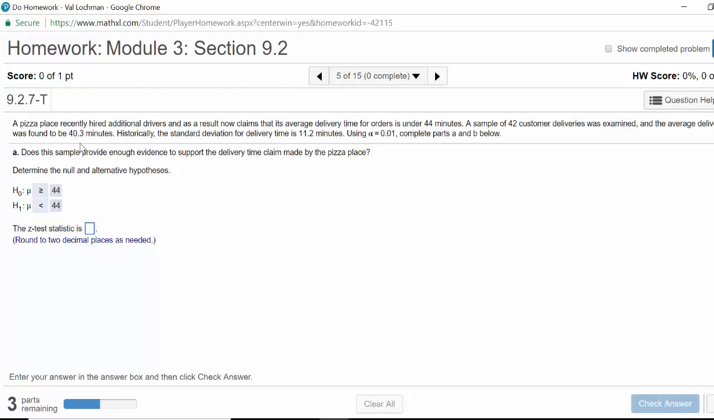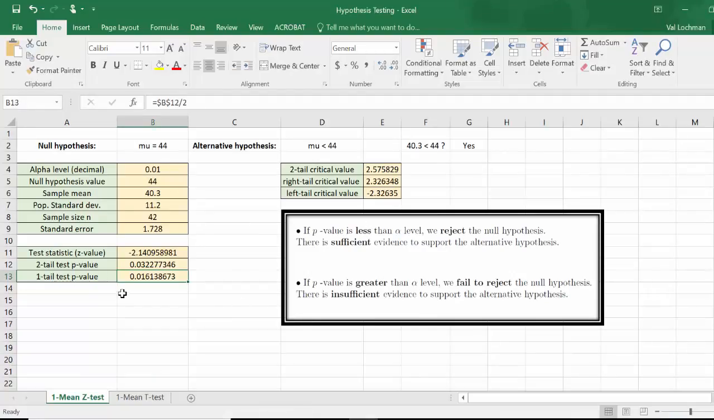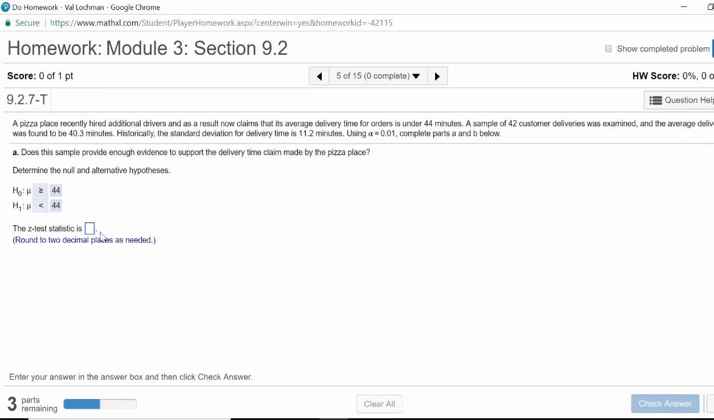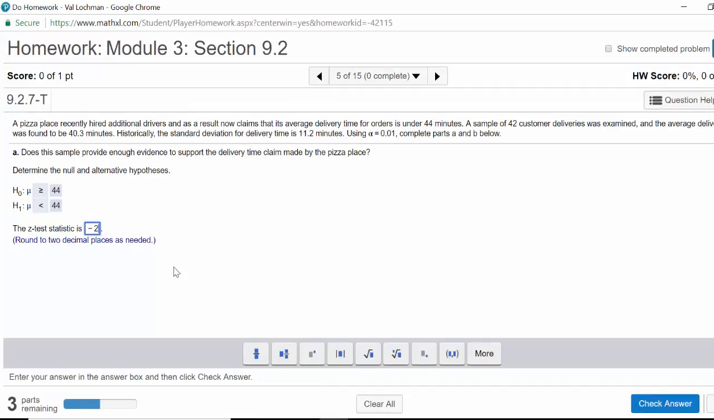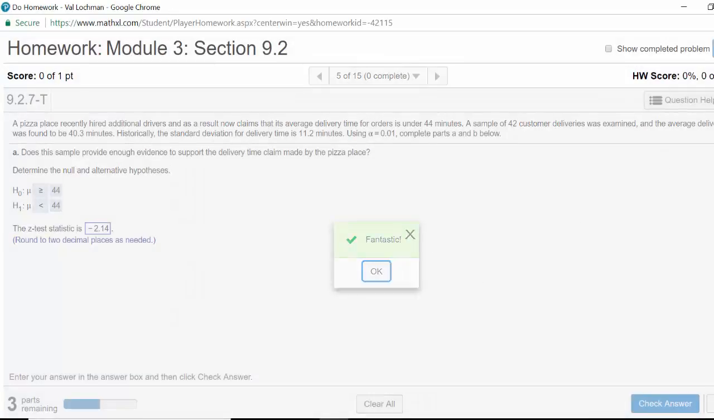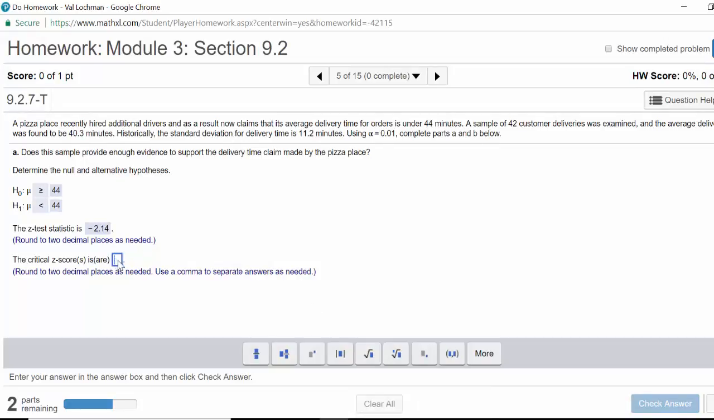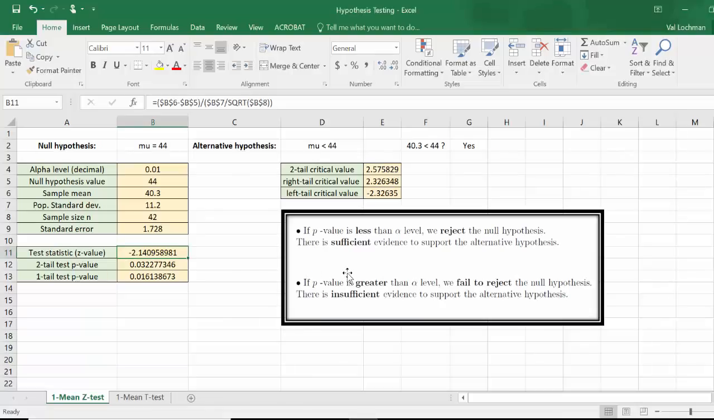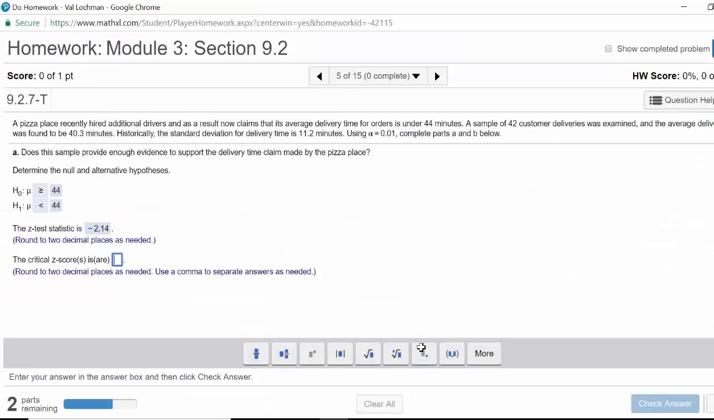Okay, this is how many standard deviations this number is away from 44. Okay, and that is computed right here, negative 2.14. All right, so that's what we're going to plug in here, negative 2.14, 2 decimal places. Okay with that? The critical scores are, well, in this case we only have one, this one right here, so negative 2.33, right, negative 2.33.